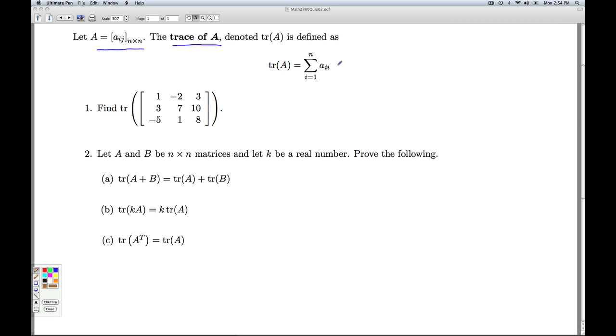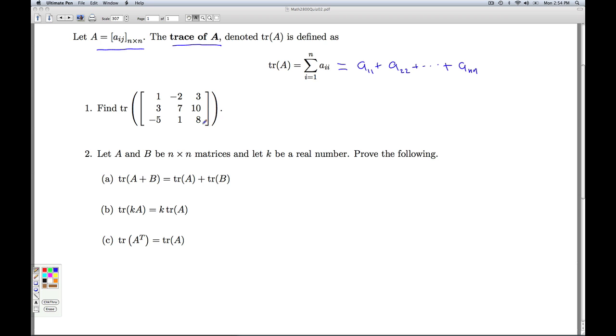And a lot of times with summation notation, when in doubt, write it out. So what is this equal to? When i equals 1, a_ii is a_11. When i equals 2, it's a_22. And this continues up to n, a_nn. So what we're doing is adding up the entries along the diagonal.